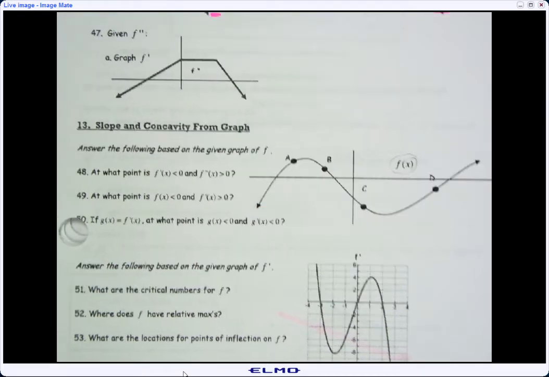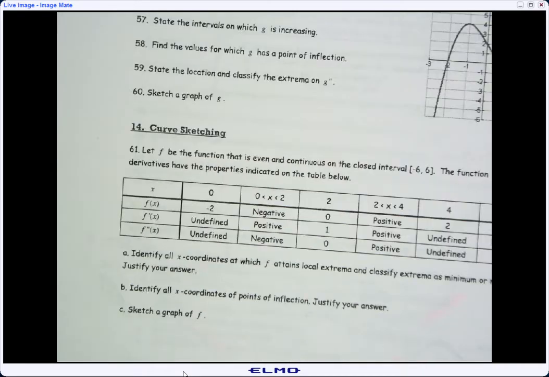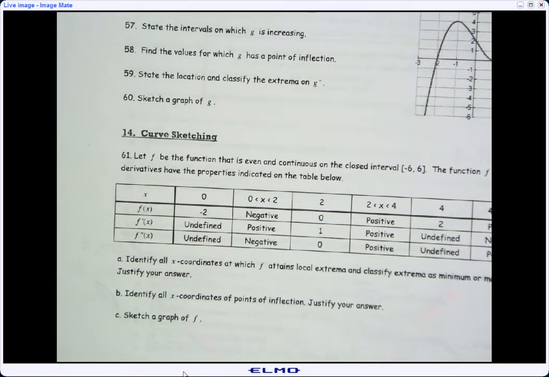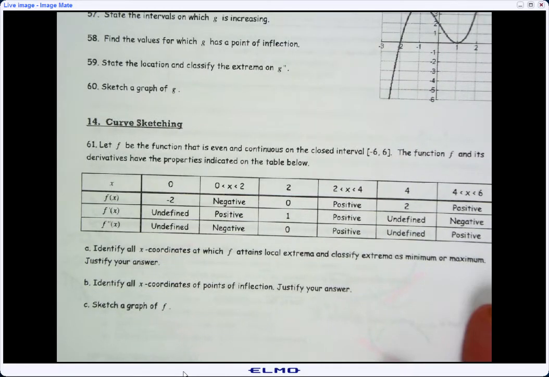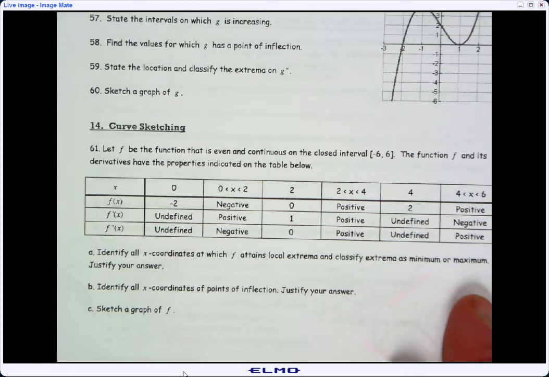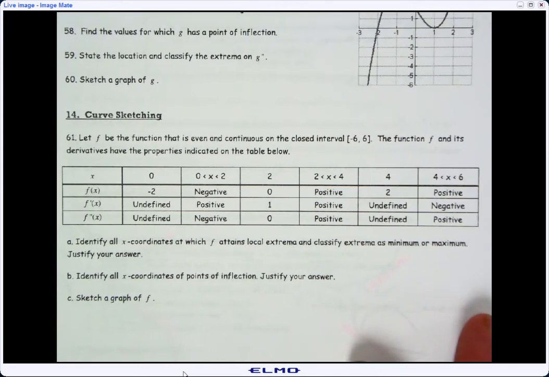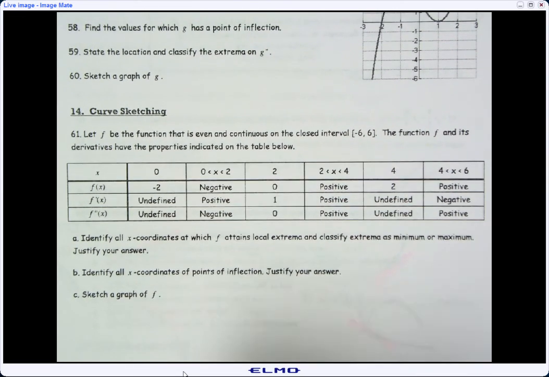I will go through and make a key for these. These are not as big of concepts that you need to know. We will start here on the next video with the table problems.